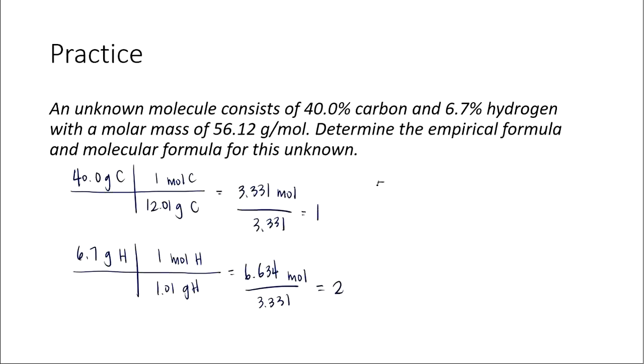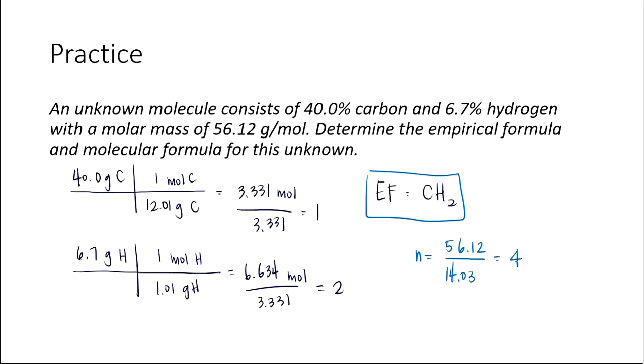So our empirical formula is CH₂. From here, we're going to now determine n, calculate n. So we're going to take the molar mass of the molecular formula that's given in the problem, so 56.12, divided by the molar mass of our empirical formula, which is 14.03. We get a value of 4. Now we're going to distribute that to our molecular formula, and so we get C₄H₈ for our molecular formula.